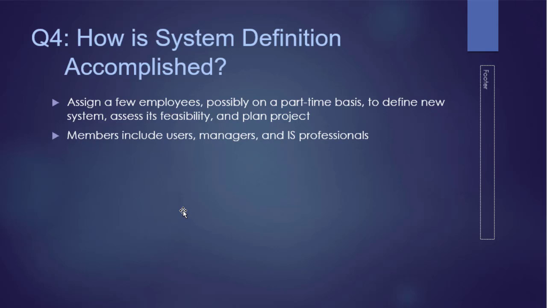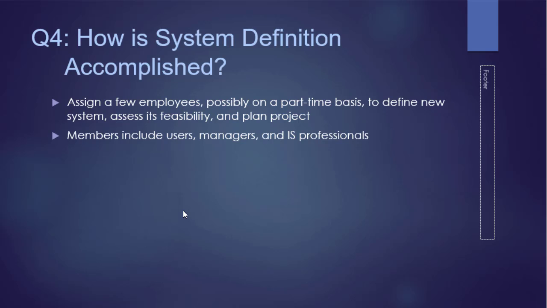So how do you come up with the system definition? Typically, you might have a couple of employees that are interested in the project. They would come up and define what the new system should be. They would also assess the feasibility. There are different types of feasibility: technical feasibility, organizational feasibility, economic feasibility, and so on.